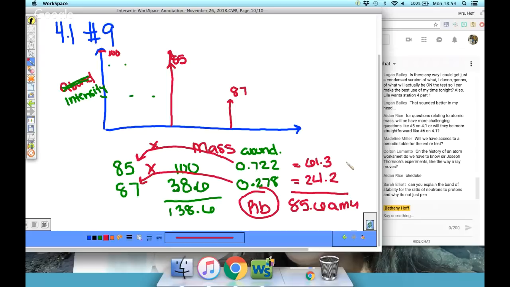Again, positively charged things want to repel each other. So when you have a ton of positive charge in the center of a nucleus, they're going to want to fly apart in other directions. Those neutrons help to keep them together.